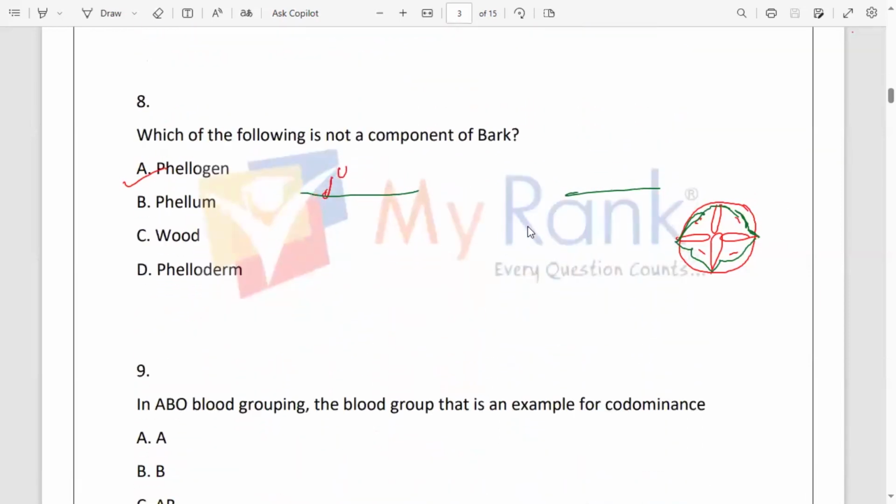Now going for the eighth question. Which of the following is not a component of bark? So what is actually bark? Bark is periderm plus bast. So wood will not be a component of bark. Wood is inner side of the vascular cambium. The third option, C, is correct.